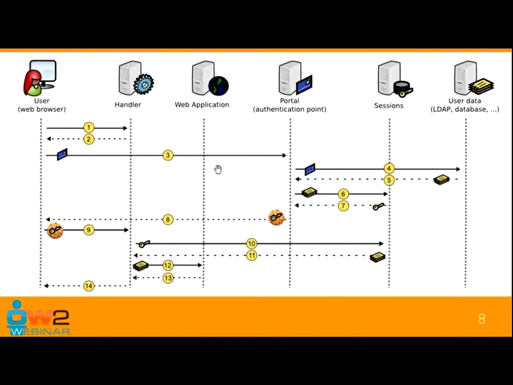So the user is then redirected to the web application, and now we have a cookie and a session key, and the handler is able to find the session in the session backend and can do 2 things. The first is to say, okay, this user is authenticated, and then it can give the application some data inside HTTP headers. That's step 12. And then the user can access the web application.